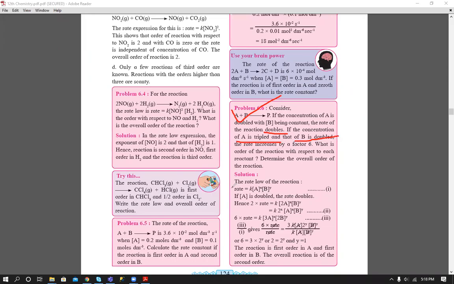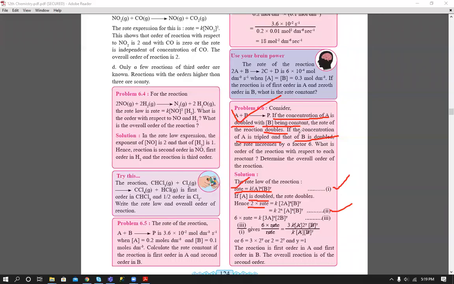Every time we assume the general rate is k[A]^x[B]^y, as in the previous problems. The rate of reaction doubles if the concentration of A is doubled and B is kept constant. So the rate is written as two times, with the concentration of A doubled and B constant. This is the first case.